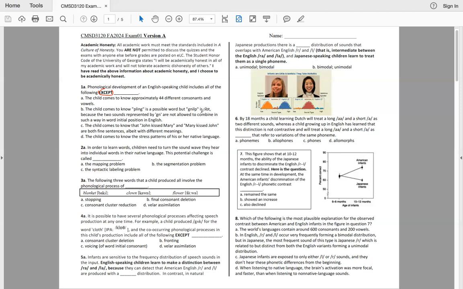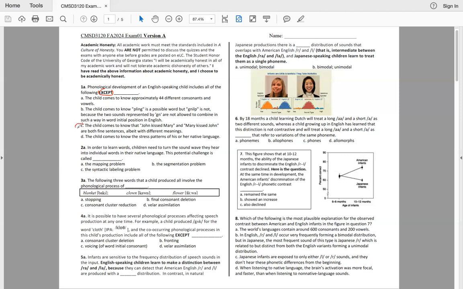The child comes to know that "clean" is a possible word, but "gleen" is not, because the two sounds represented by g and n are not allowed to combine in such a way in word-initial position in English. So this is also part of phonological development. It is about the rules that govern the combination of sounds in a language such as English. C, the child comes to know that "John kissed Mary" and "Mary kissed John" are both fine sentences, although they have different meanings.